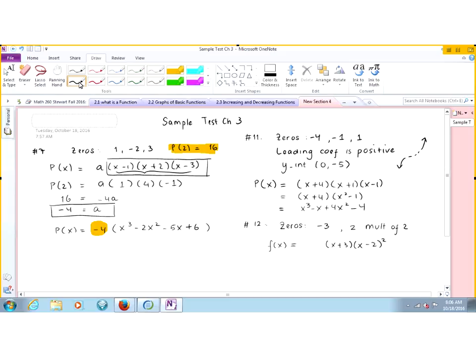Look at what happens at 2. Does the graph touch or does it cross? It touches. Yeah, so touching means even multiplicity. Good question. Why do you know this has a multiplicity of 2? Because the function touches at 2. The x-intercept equals 2.